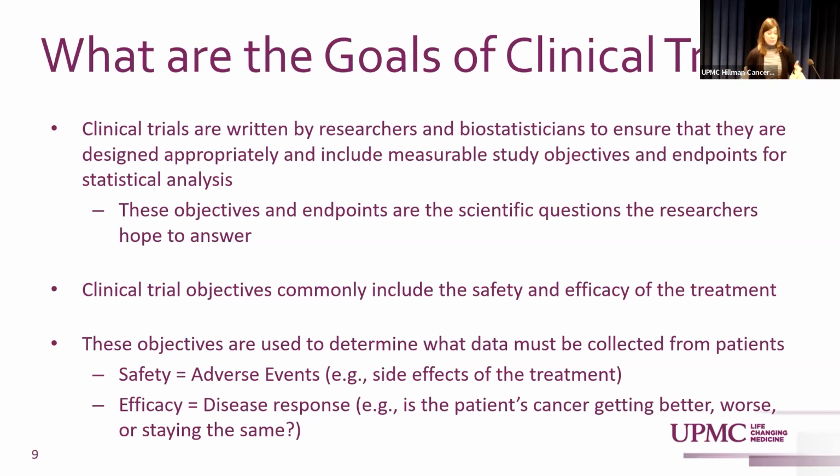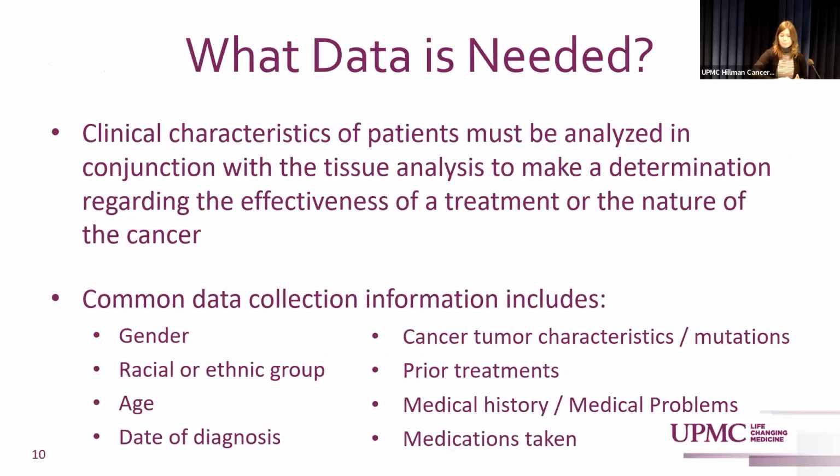And safety and efficacy, so is the treatment safe and how well is it working, are commonly primary objectives for our clinical treatment trials. So again, safety is assessing adverse events. So those are the side effects. And then efficacy is the disease response. So is the patient's cancer getting better, staying the same, or getting worse? So what data do we need to do this? So clinical characteristics are really important because we have to look at these in conjunction with the tissue analysis to determine the effectiveness of the treatment or the nature of the cancer.